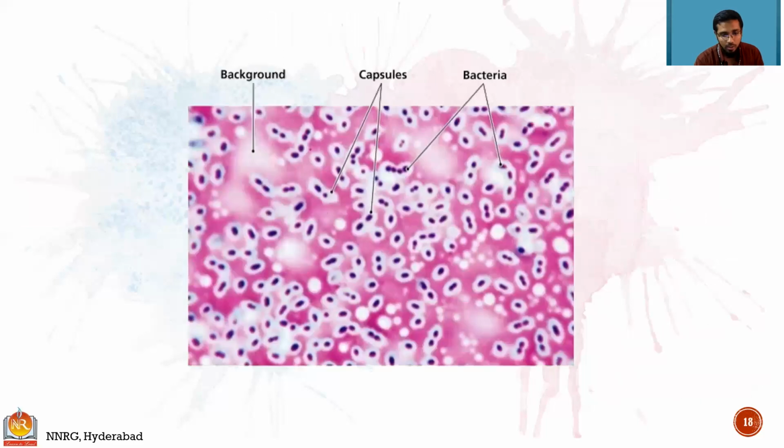How does it look? In this way, you can see the lighter background. Okay, the lighter background, the darker cells. These are the darker cells because of crystal violet, and the colorless area surrounding the bacterial cell is the capsule. So this is the background. The white color is the capsule, and the bluish color is the bacteria.